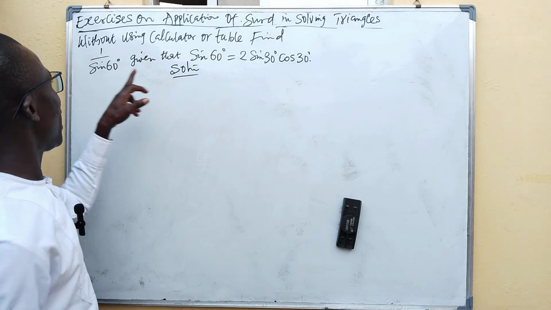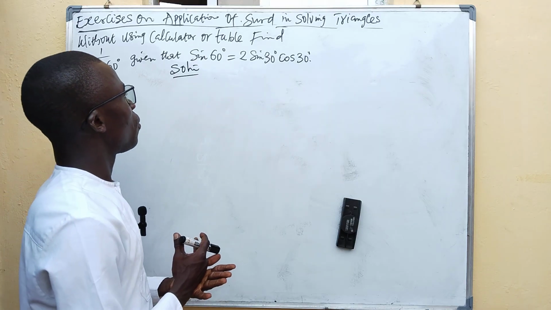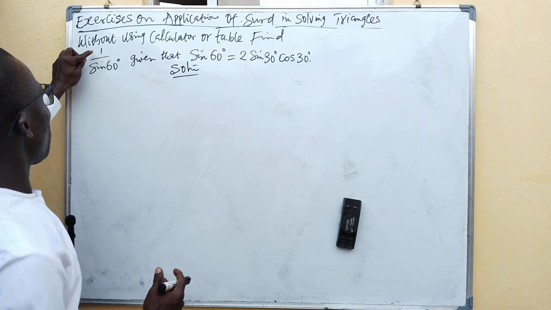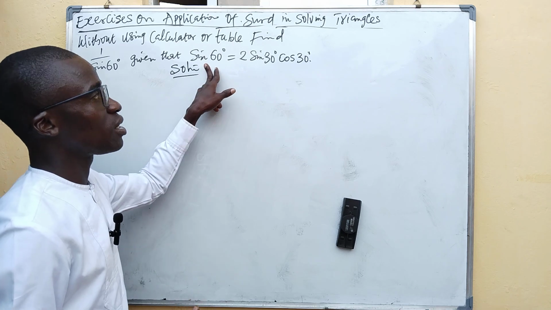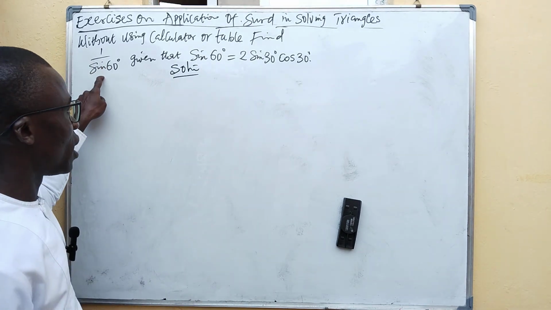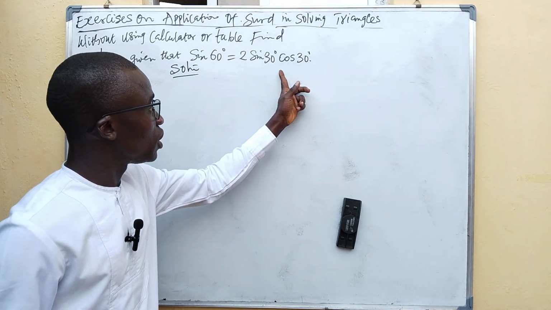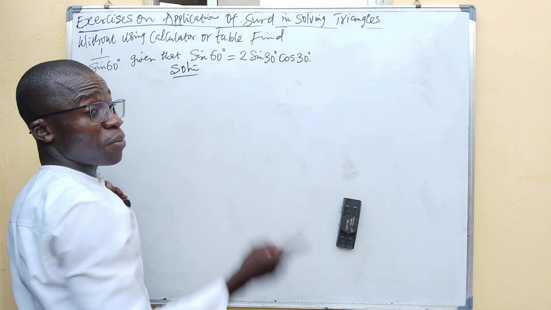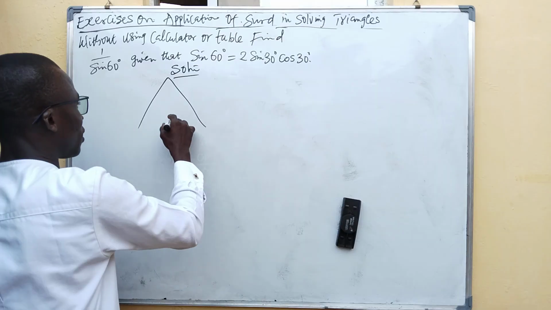They say find this, given that this is this. So our problem now is not to find sine 60, but to find 1 over sine 60. If sine 60 is this, we are not interested in this because it is already here. Our interest is here because whatever we get here will be equivalent to what you are going to have here. So please, let's quickly go back to our equilateral triangle.